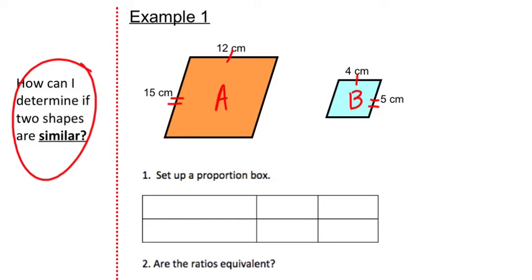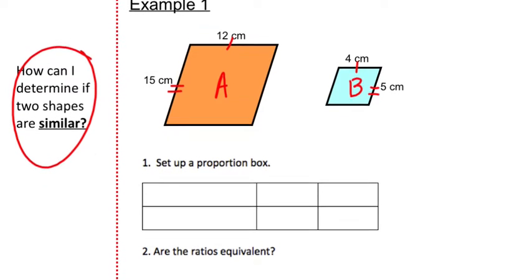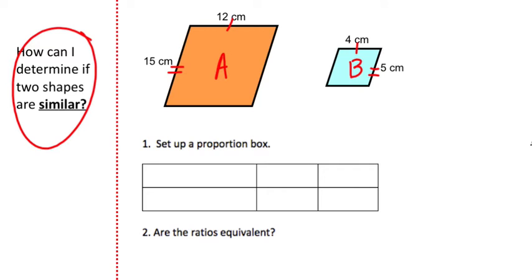So now I have 2 parallelograms. They look like they're the same shape, just different sizes. One looks larger, one looks smaller. The next thing to check is, are the side lengths proportional? So in order to check that, we're going to set up a proportion box. And if you look at your first step then, what 2 things are we comparing here? What we're really comparing is we have parallelogram A and we have parallelogram B.